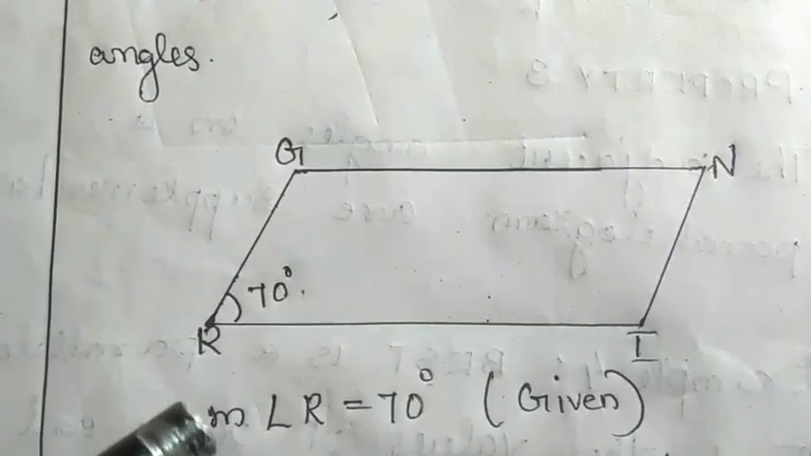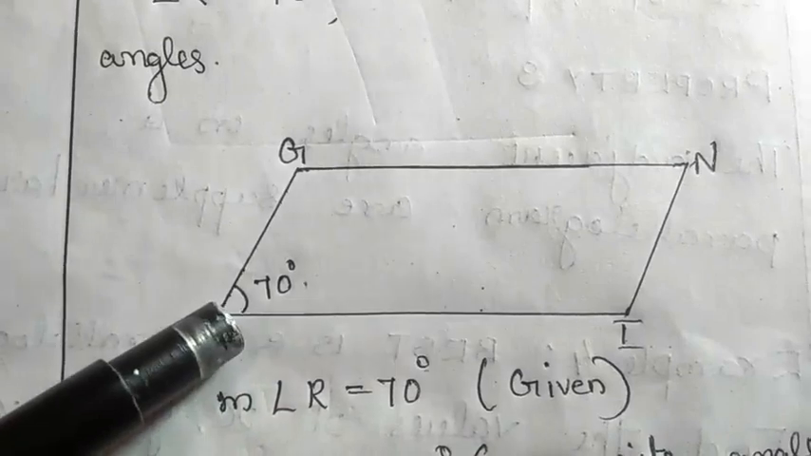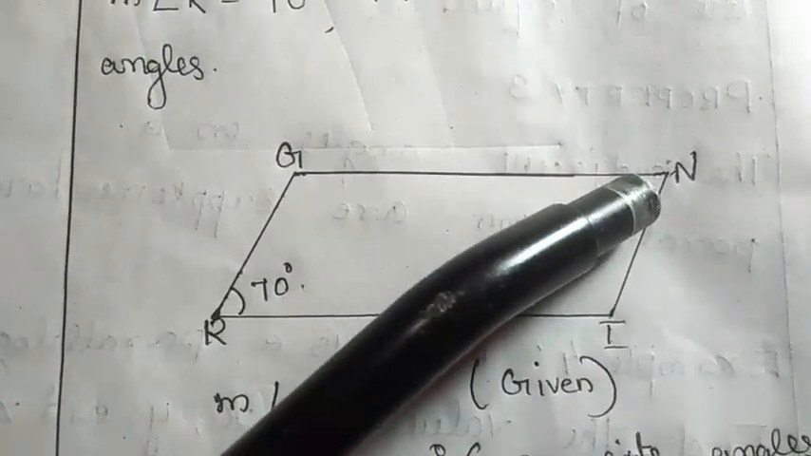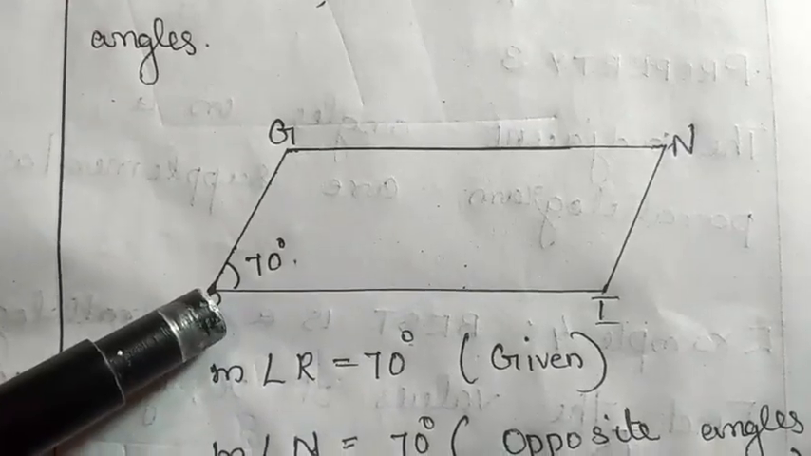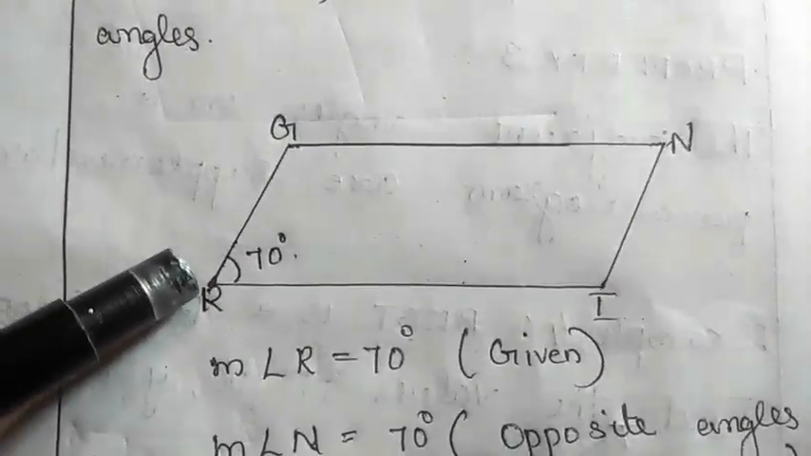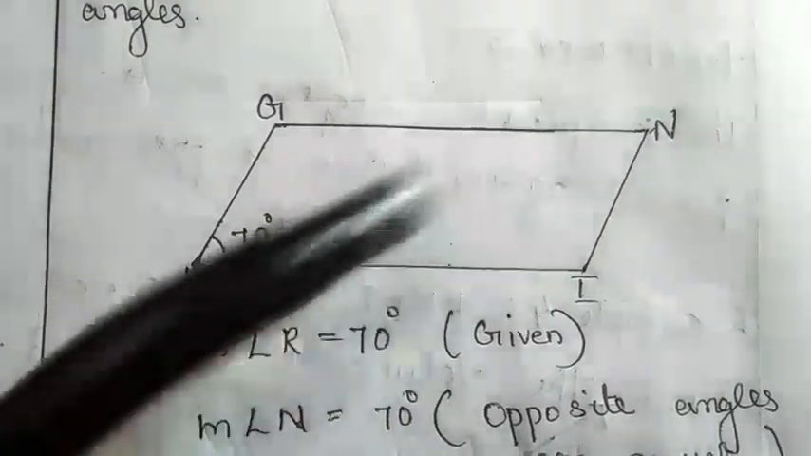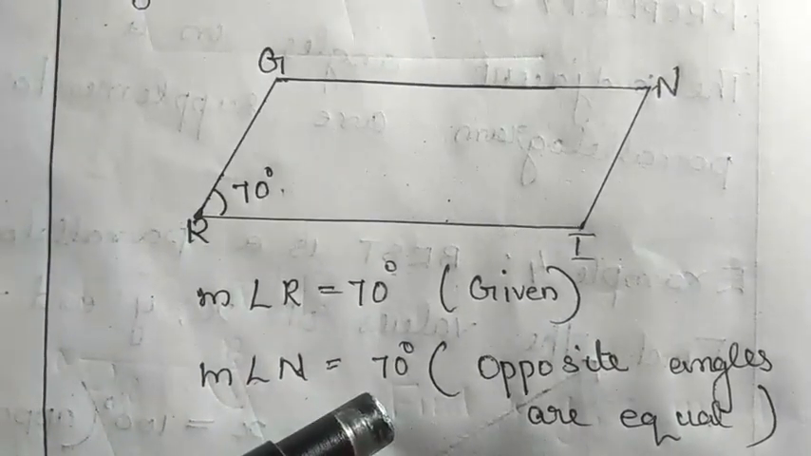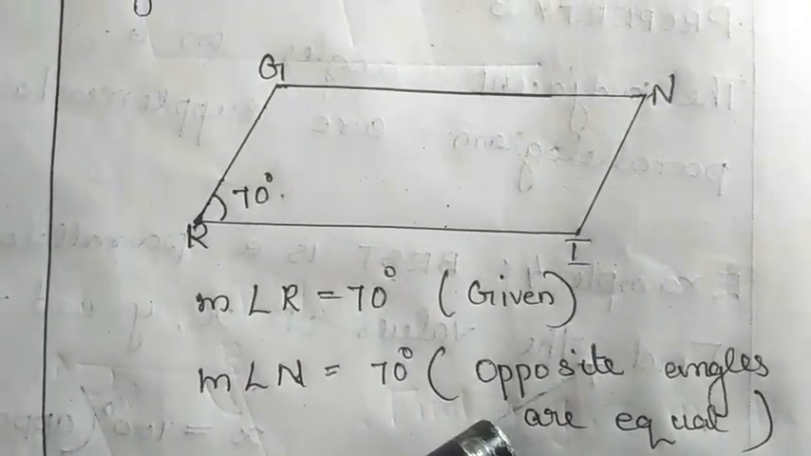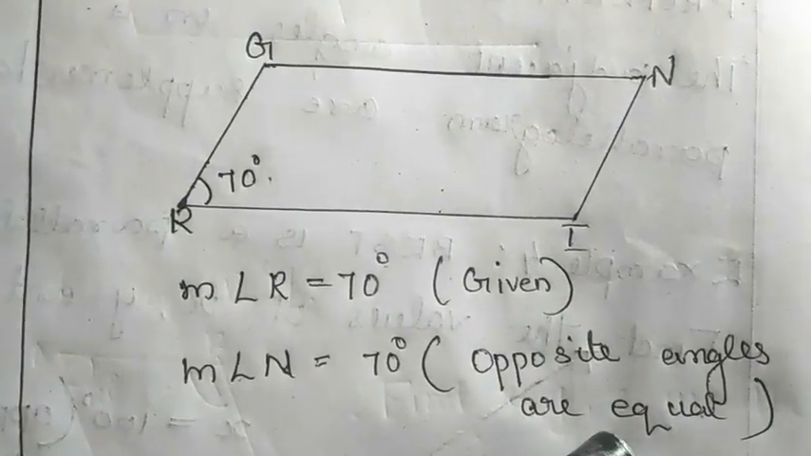So measure of angle R is 70 degree. That is given. Then which one is its opposite angle? Angle N. So angle R equal to 70. Opposite angles are equal. Therefore, angle N equal to 70 degree. We write here measure of angle N equal to 70 degree. Reason you should write within bracket: opposite angles are equal in a parallelogram.